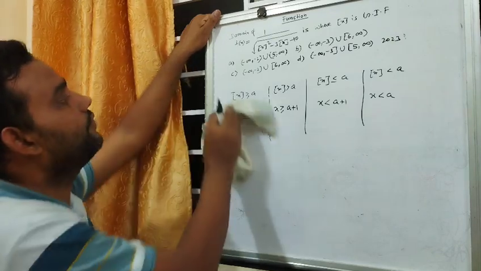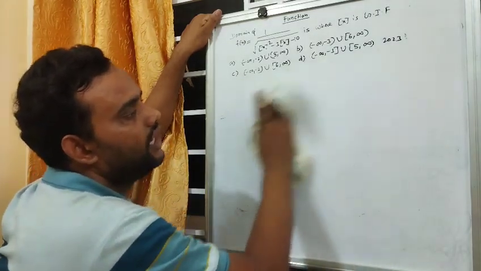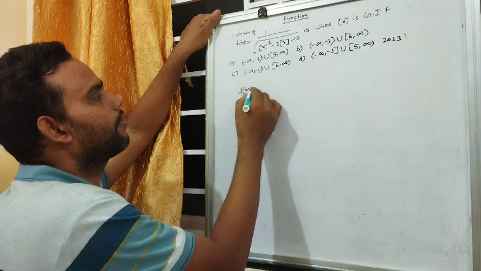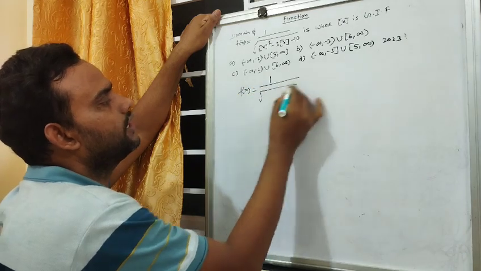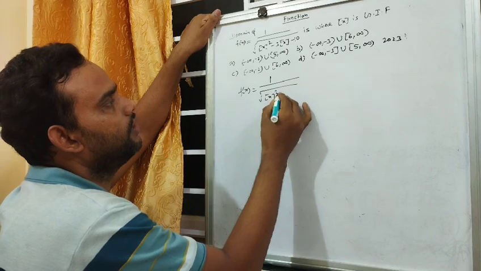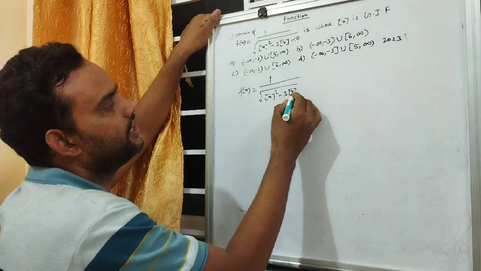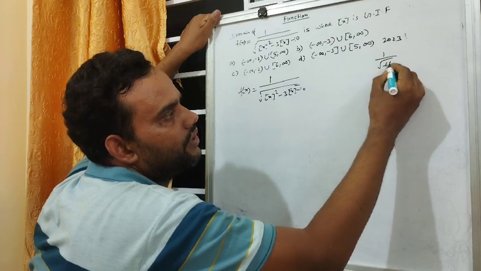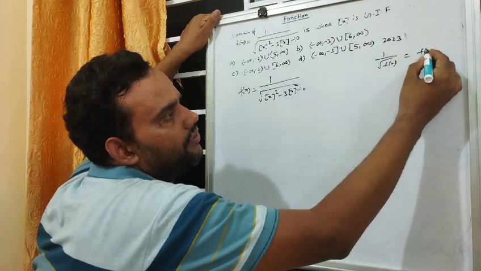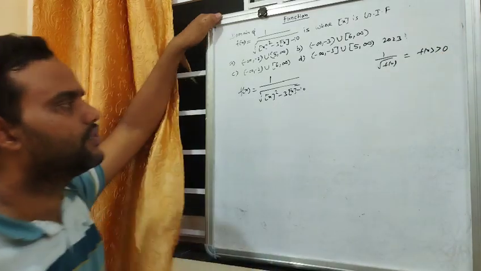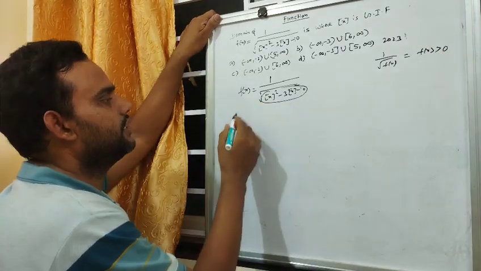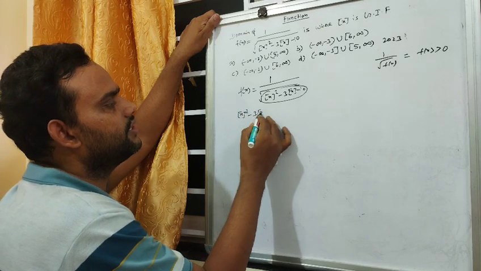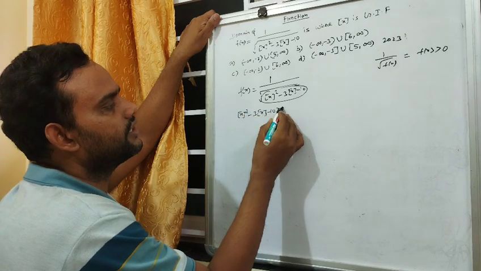So first we go for finding the domain. So the domain of f of x equals 1 by root under greatest integer x square minus 3 greatest integer x minus 10, and this is of the form 1 by root under f of x, which means f of x is greater than 0. So greatest integer x square minus 3 greatest integer x minus 10 is greater than 0.